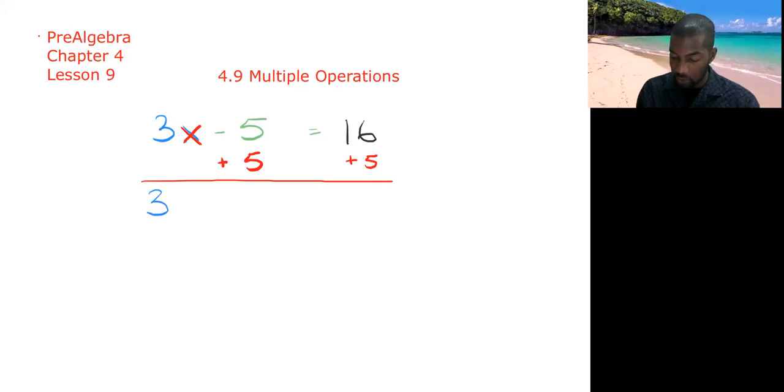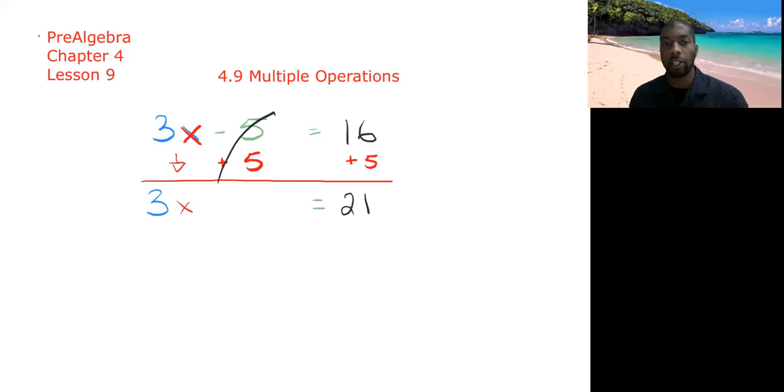3x, nothing happened to this one, right? Nothing happened to the 3x, or the 3 times x. Negative 5 plus 5 zeroes out, becomes 0, so we can just say that cancels out. Nothing happened to the equal sign, so we can just drop that. Now, what is 16 plus 5? Well, 16 plus 5 is 21, so I can write 21 right here. So now my new equation says 3 times x equals 21.